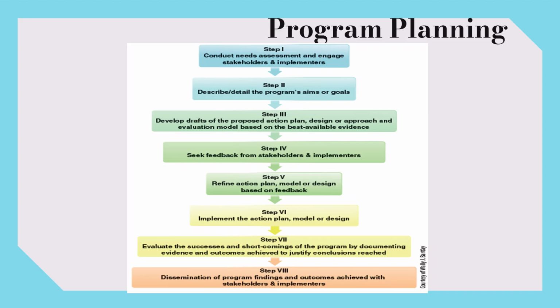Now, step 4, this is where you're going to conduct your first mini evaluation, okay? What you're going to do is take that proposal of your initial action plan, and give it to the stakeholders and the implementers, and seek feedback. Okay, is this plan going to accomplish what we're hoping it to accomplish, or is this action plan reasonable and feasible in your opinion? You're going to collect feedback from them, and in step 5, you're going to refine that action plan based on this feedback.